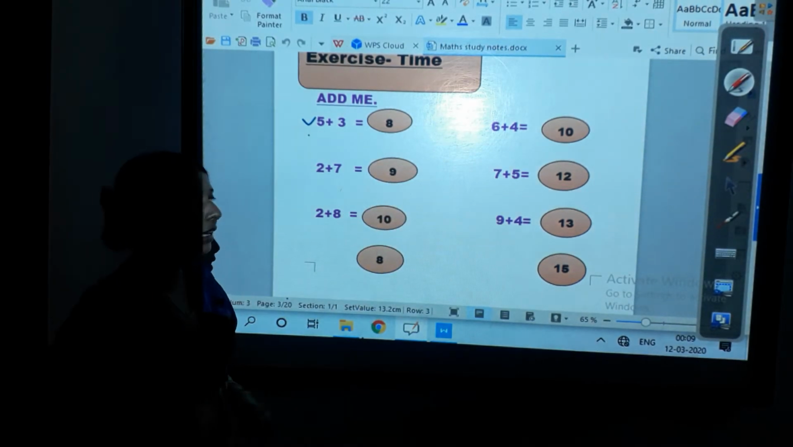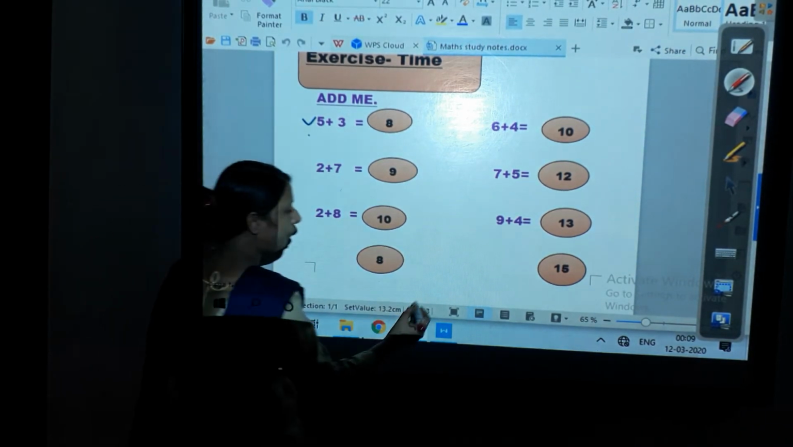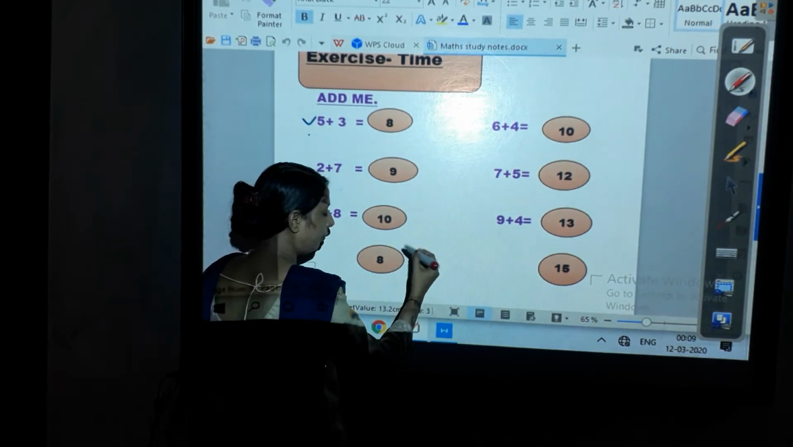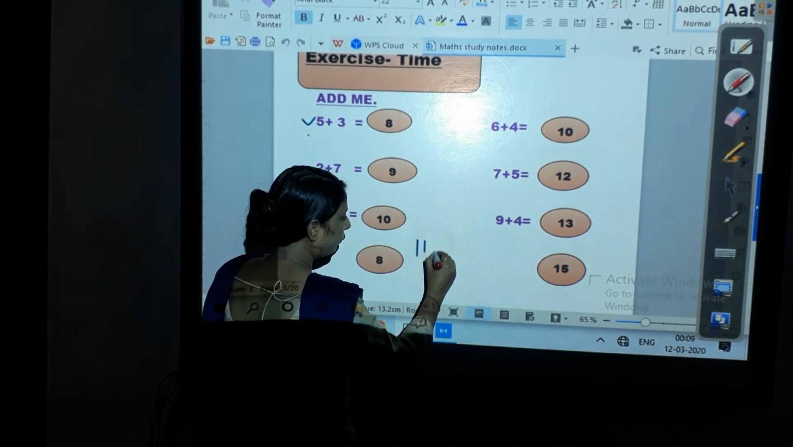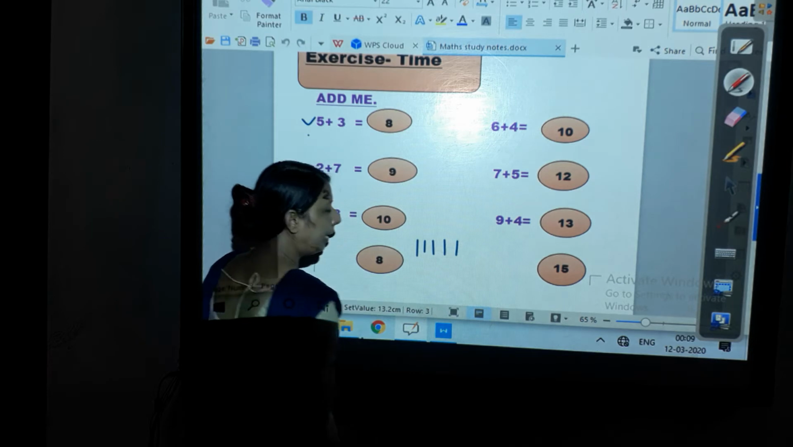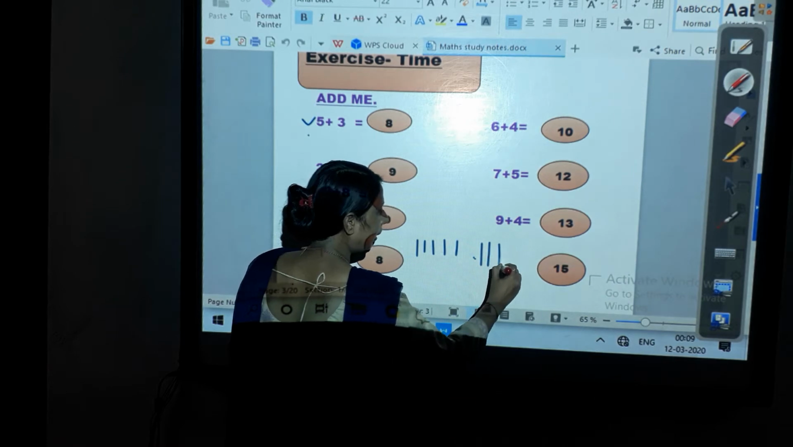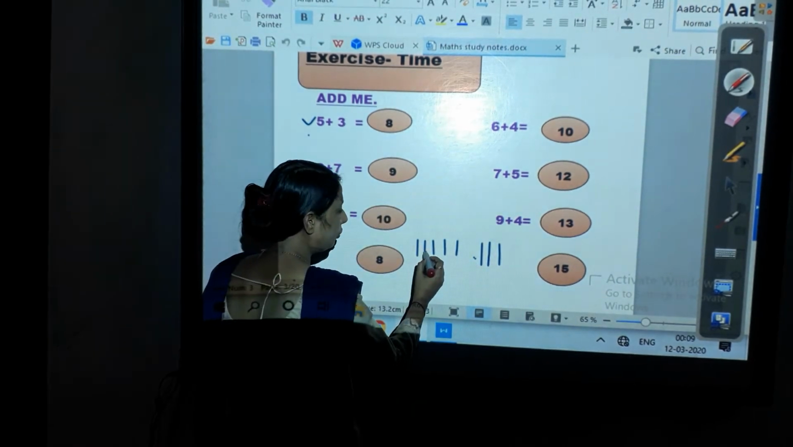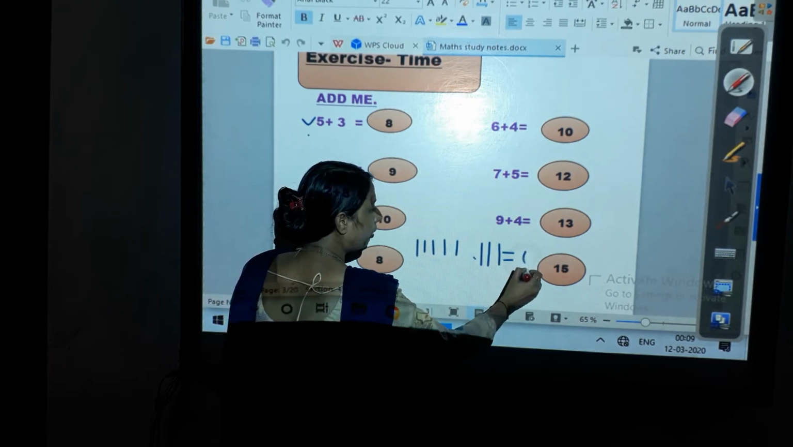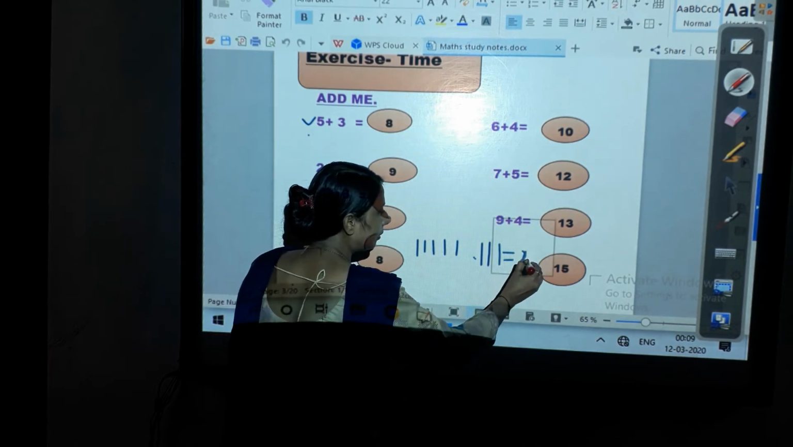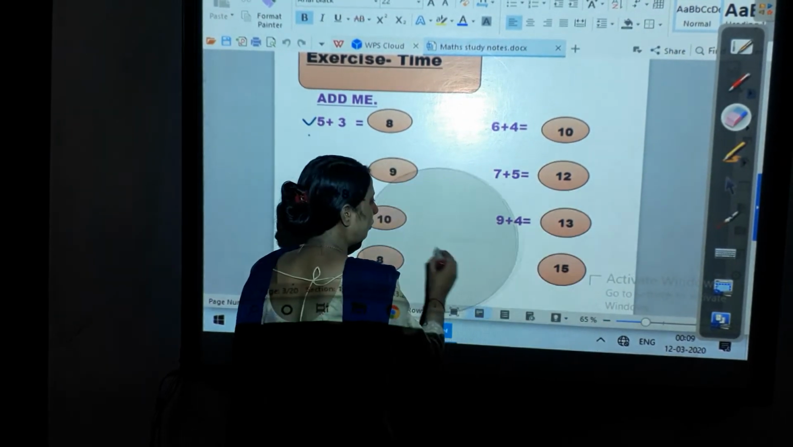Did you understand? If not, I am repeating it once more. 5 plus 3. If we just add it with the help of standing lines, it will come as 1, 2, 3, 4, 5. Again 3. 1, 2, 3. So let us count it together. 1, 2, 3, 4, 5, 6, 7 and 8. So the number will come as 8. So the total number is 8. I think now you have understood.